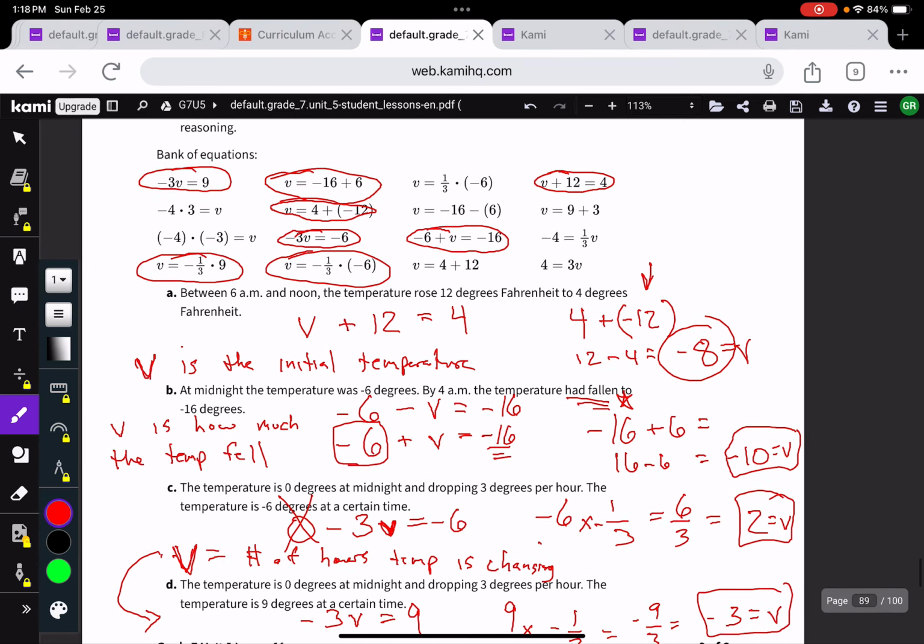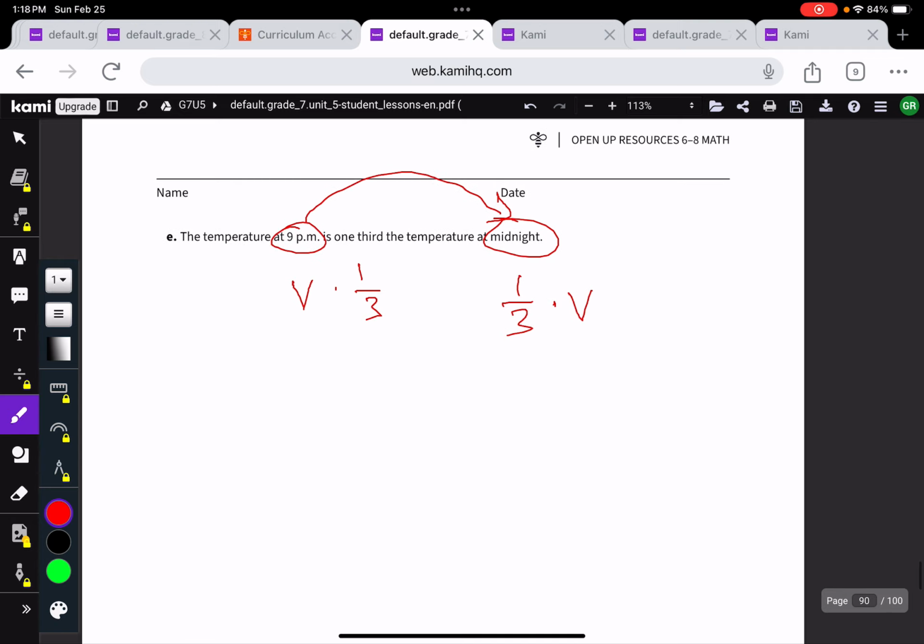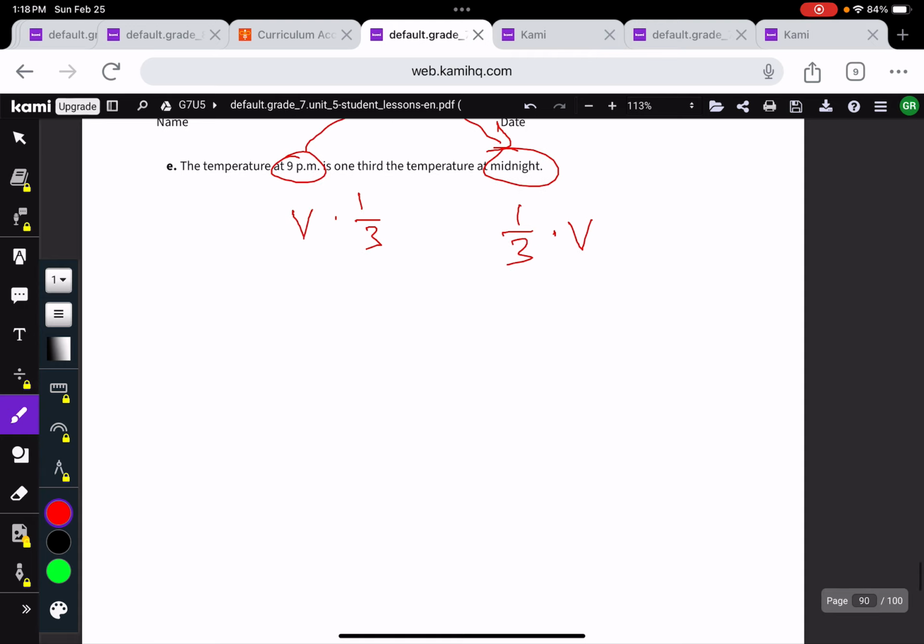Makes me think that something's missing here. What's going on here? Because technically we don't have enough. The temperature at 9 p.m. is 1/3 the temperature at midnight. I think it should be, if it said the temperature at midnight is blank, well, we'd have enough. But I don't know if there's enough.